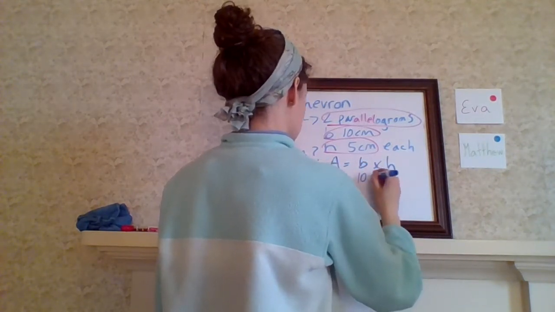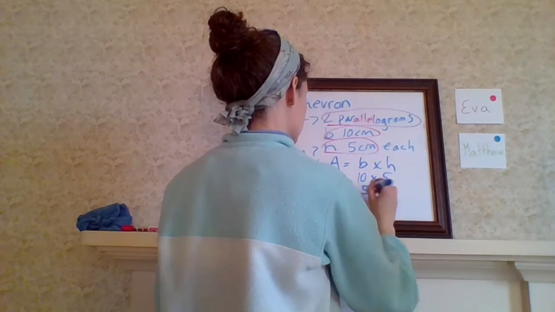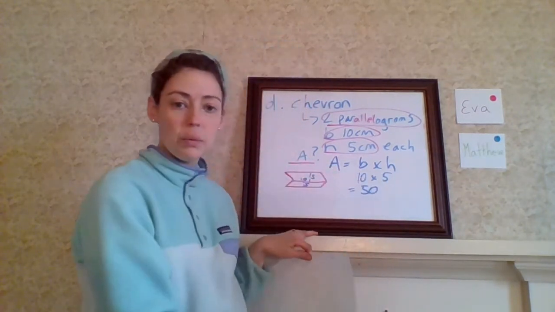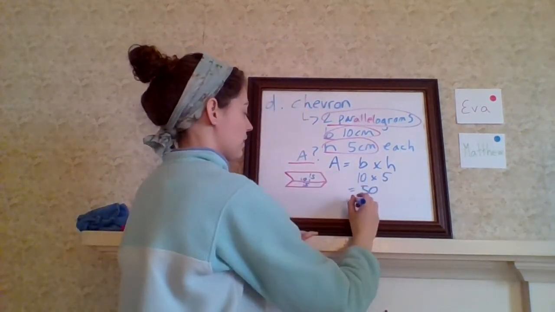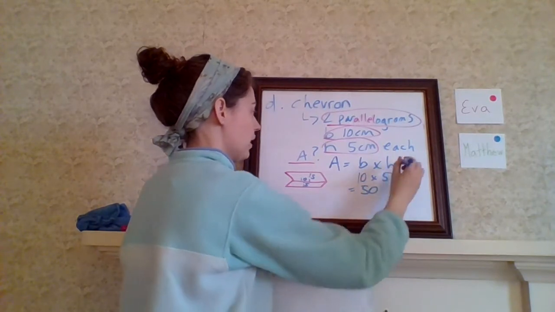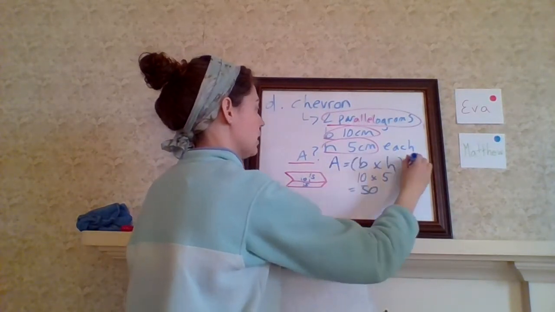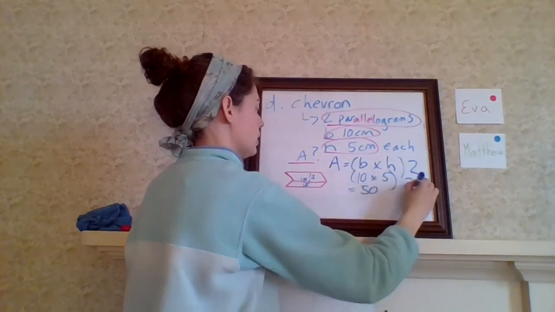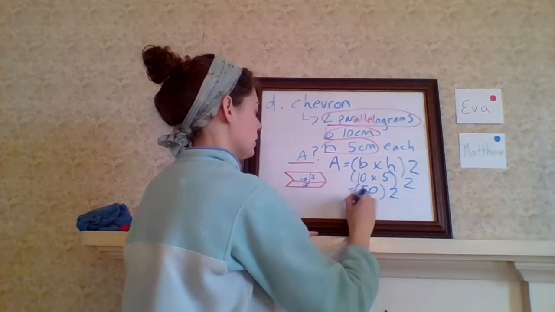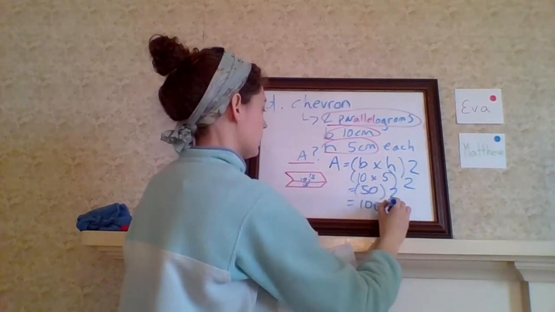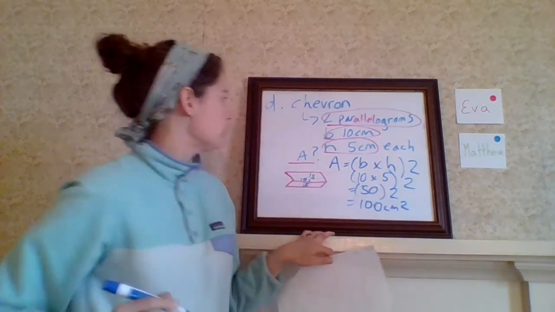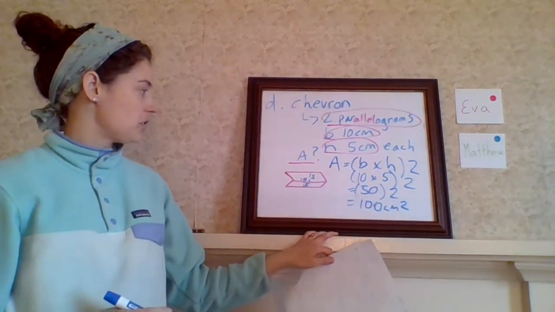So the base is 10 times 5, which is 50. And we could do that again and we would get 50. So we could say 50 plus 50 is 100. But I'm just going to multiply this by 2. Times 2 is 100 centimeters squared. So we would have our area of the chevron.